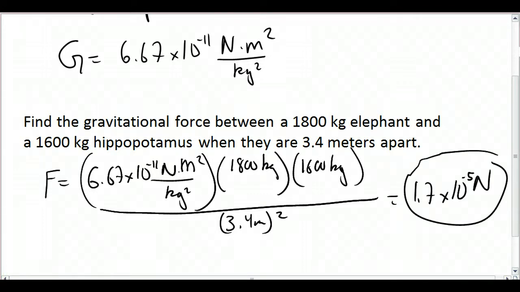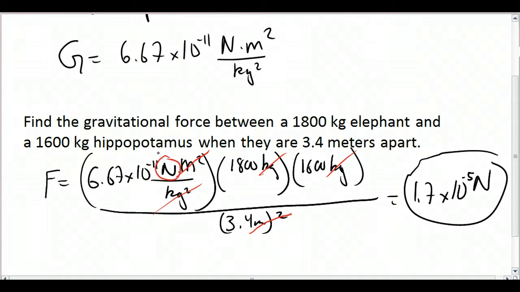Okay, I got 1.7 times 10 to the negative 5th newtons. You should have gotten something similar rounded off to two significant figures. Notice the units now. We have a meter squared here. That's going to cross out with these meters squared. We have a kilogram and a kilogram. That's going to cross out with these kilograms squared. That leaves us with newtons. So you get an answer in newtons.